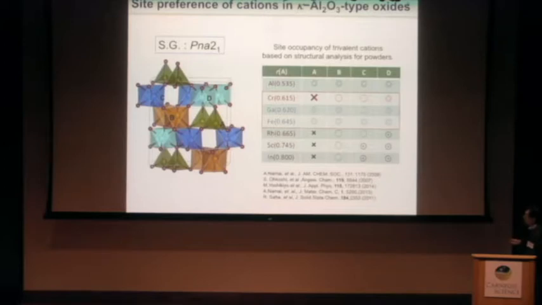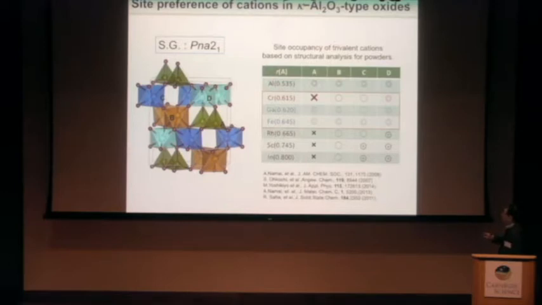So this material is very complicated because there are four cation positions, A, B, C, D. The smaller trivalent cations can be contained in this structure. The largest ion is indium, and the smallest one is aluminum. And this material has site preference. Today I will talk about gallium iron oxide.